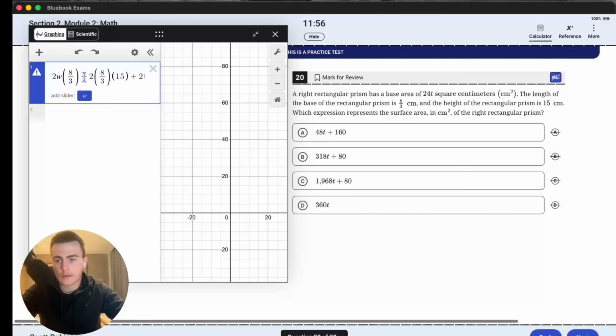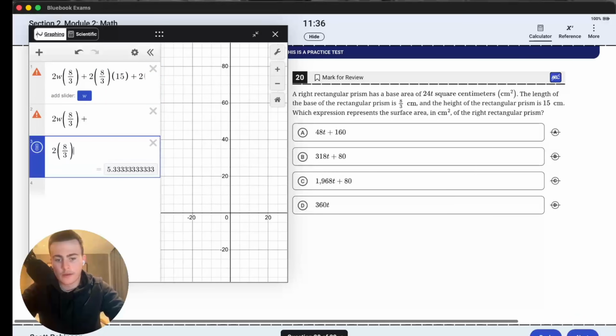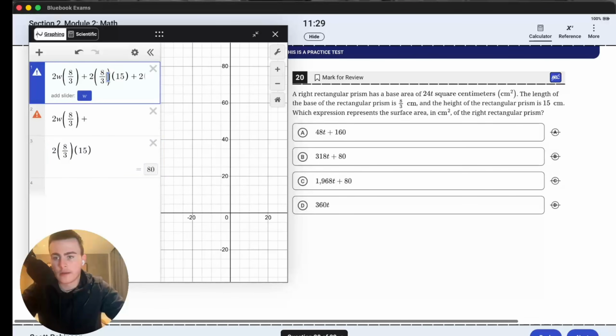Wait. Oh, I can't copy paste it. Shoot, dude. Okay, so 2 with 8 over 3 plus this right here. 2, 8 over 3 times 15. So this is 80. And then, so it's going to be one of these, B or C, I think, already. Yes, that's correct. It's either B or C, and then we got to find the other stuff.